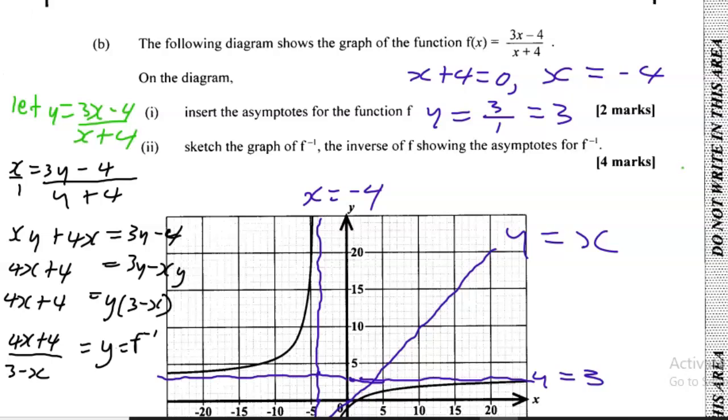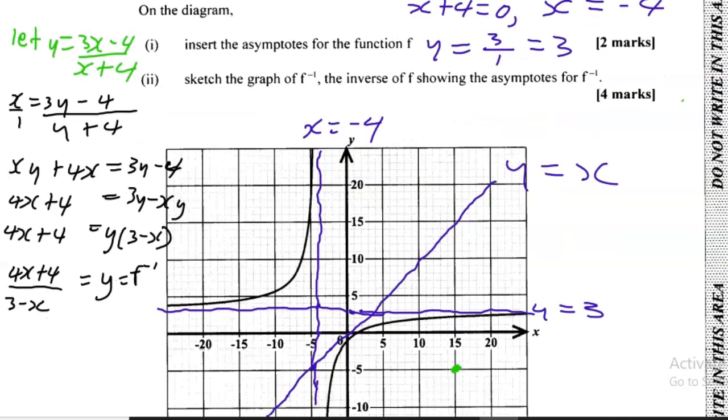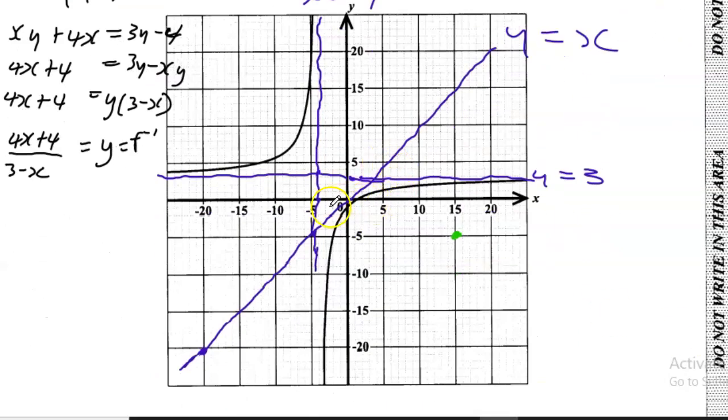So, to get the asymptotes: the vertical one is the value that makes the denominator 0, which would be positive 3, right? Let's draw the positive 3. x equal positive 3, right? Good, which would be somewhere about there.